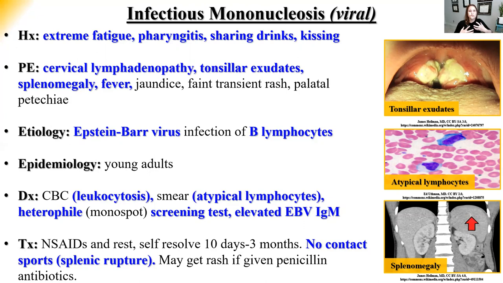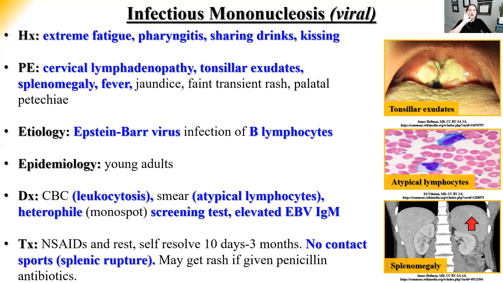pharyngitis. Look at that top picture there. They have these massive tonsillar exudates. So cervical lymphadenopathy, tonsillar exudates, splenomegaly, because the spleen starts eating up all of those infected cells and it becomes enlarged. They may have a fever, jaundice, faint transient rash, and then they may get petechiae on their soft palate.